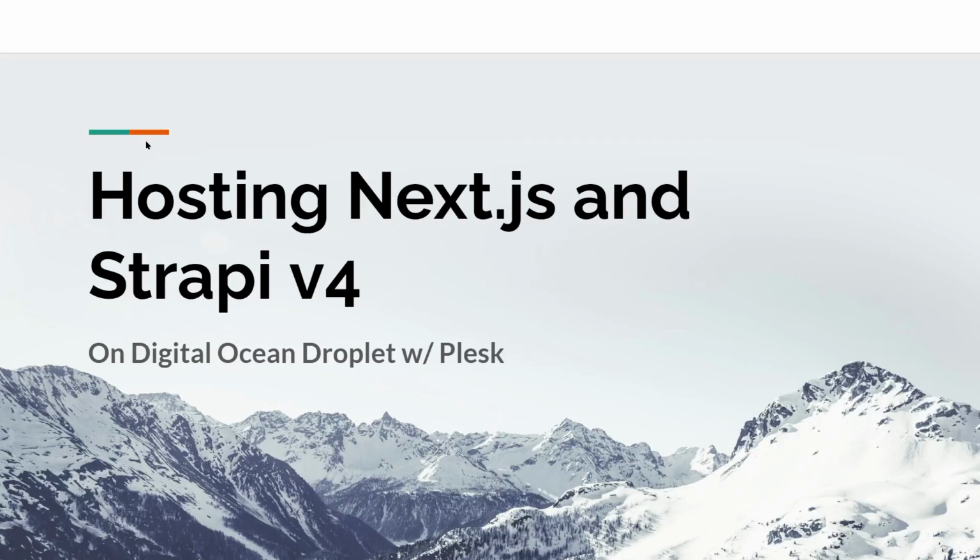Alright, so today I'm going to talk about hosting Next.js and Strapi CMS on a Digital Ocean Droplet with a Plesk server, which is pretty much a hosting app, kind of like cPanel. So let me just show you my setup.